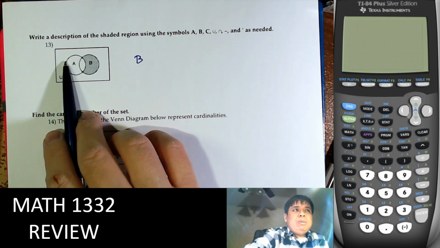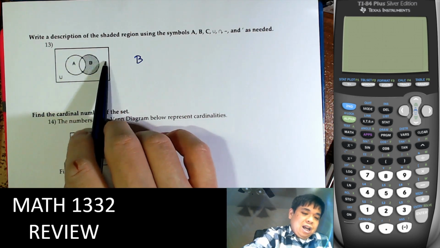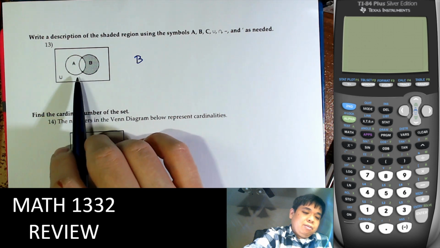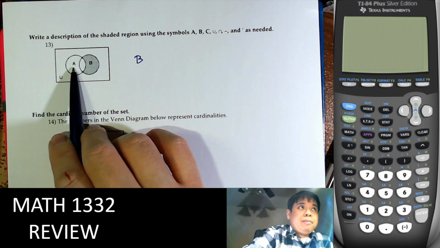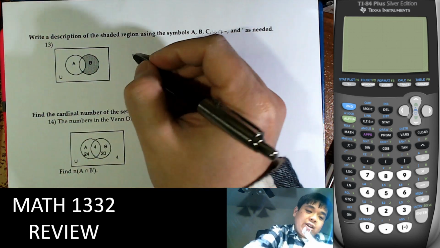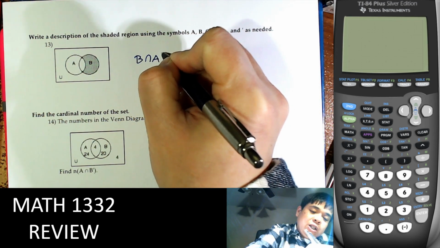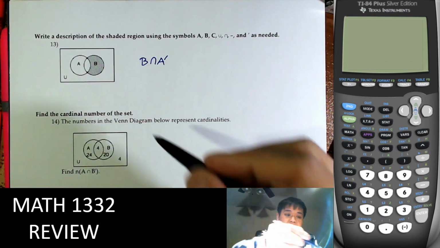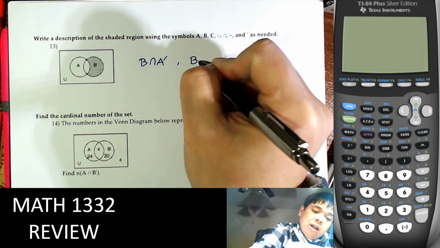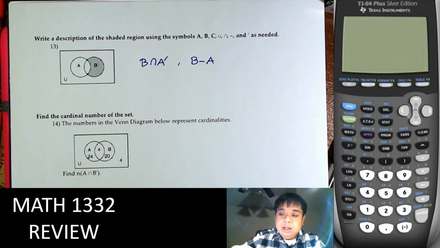Wait a minute. Actually, outside of A as well. We could not count anything inside A. We can count some of it outside A. In that case, we can just say B intersect not A. So it's only in B, but don't be in A. Or we can write it differently, such as B minus A. So in B, but not in A. Yeah, so either way works.